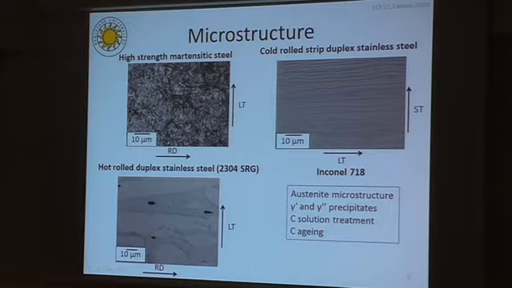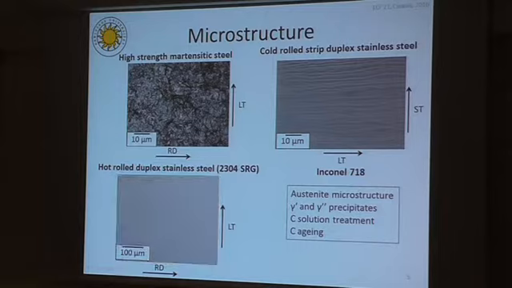For the hot rolled duplex stainless steel grades 2304 SRG and LDX 2101, the microstructure was approximately the same, consisting of islands of austenite uniformly distributed in a ferrite matrix. The grain size here is approximately 10 to 20 micrometers, and the specimens were also taken in the short transverse direction compared to the rolling direction.